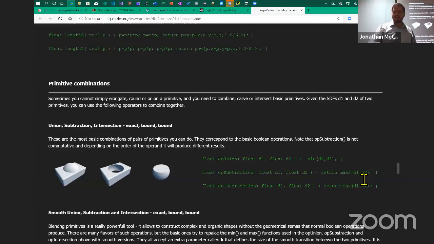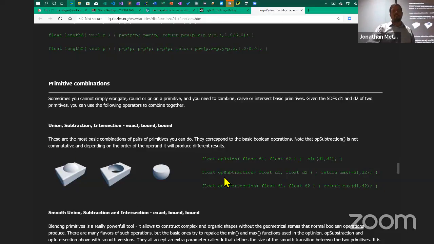So if we want to subtract, return the maximum of minus the first one and positive the second one. So that's subtracting the sphere from the box. And then the last one is called intersection. So only give me where they are both in the same volume. Then we return the maximum of the first signed distance functions.